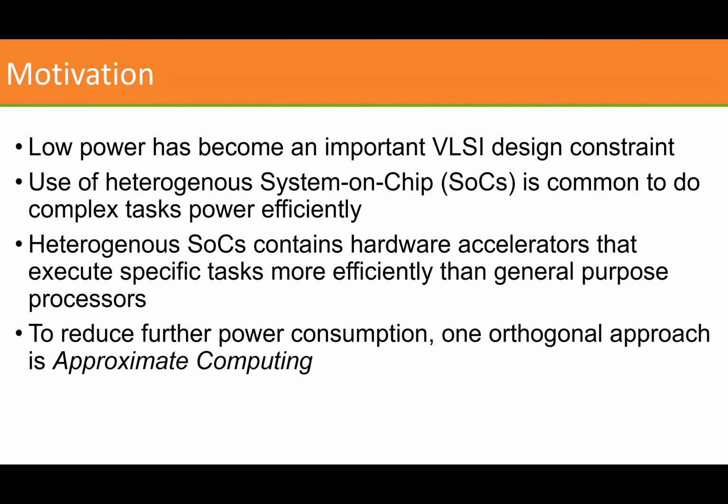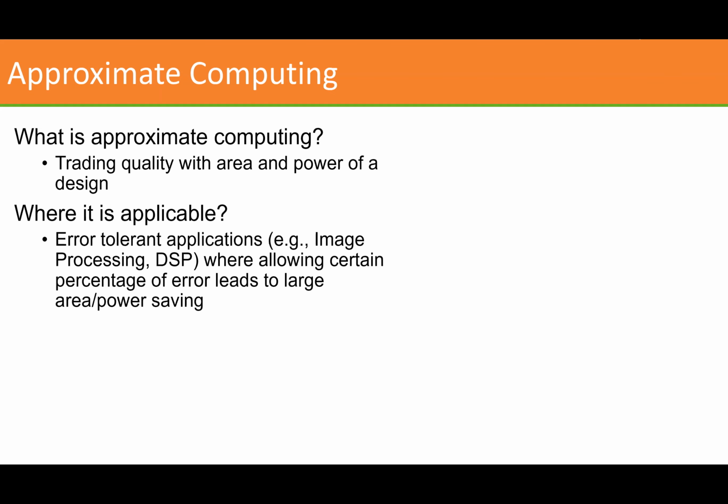To reduce power consumption even further, one orthogonal approach is approximate computing. So what is approximate computing? It means trading quality with area and power of a design. Why can we apply it? We can apply it to error-tolerant applications like image processing and DSP applications, because if we allow a certain percentage of error to them, a large area or power can be saved.